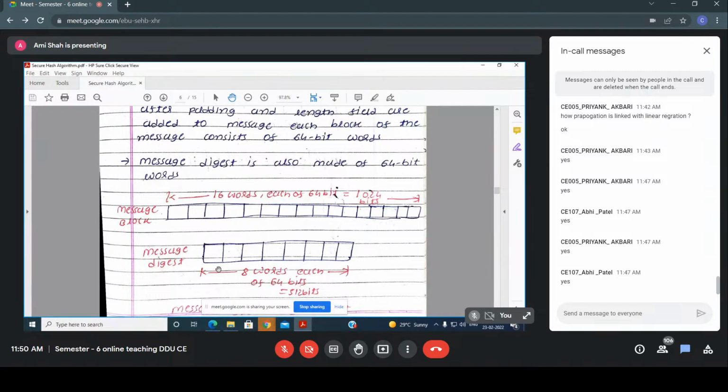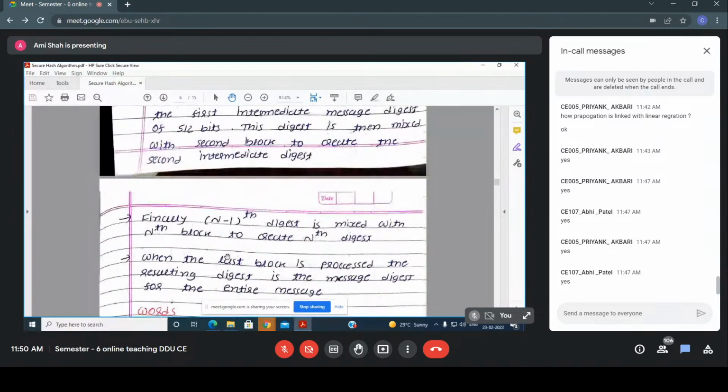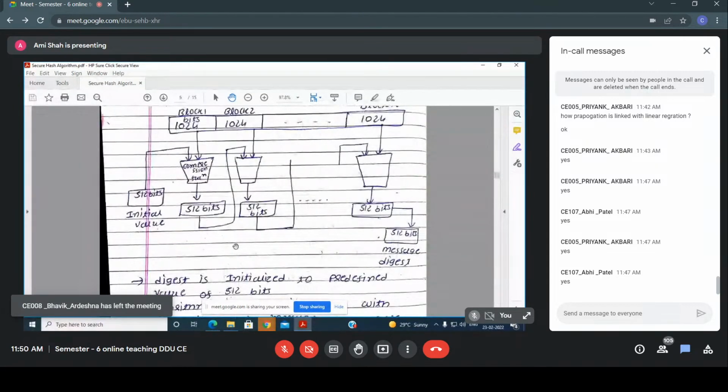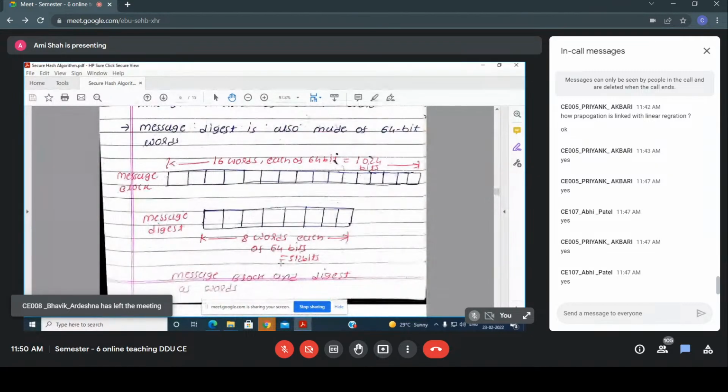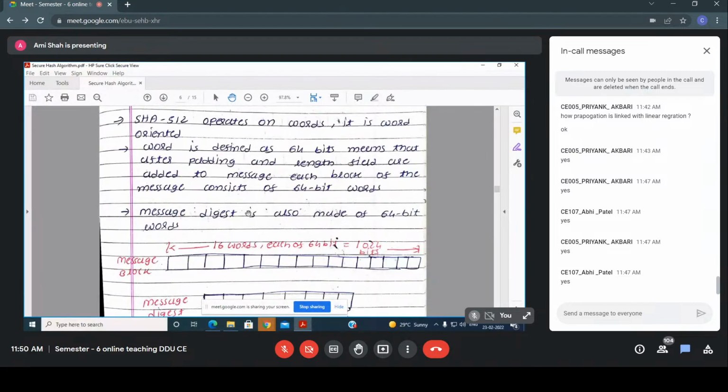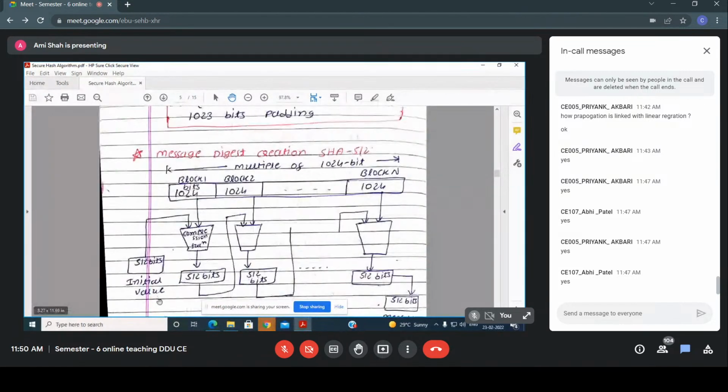Then finally the message digest that you are getting is 512 bits. So here you have 8 words, each of 64 bits, and in this way you get 512 bits, right? This is what I have discussed. You have to remember that some initial predefined value, some message digest, is mixed with the first block, and based on that you are getting these 512 bits.